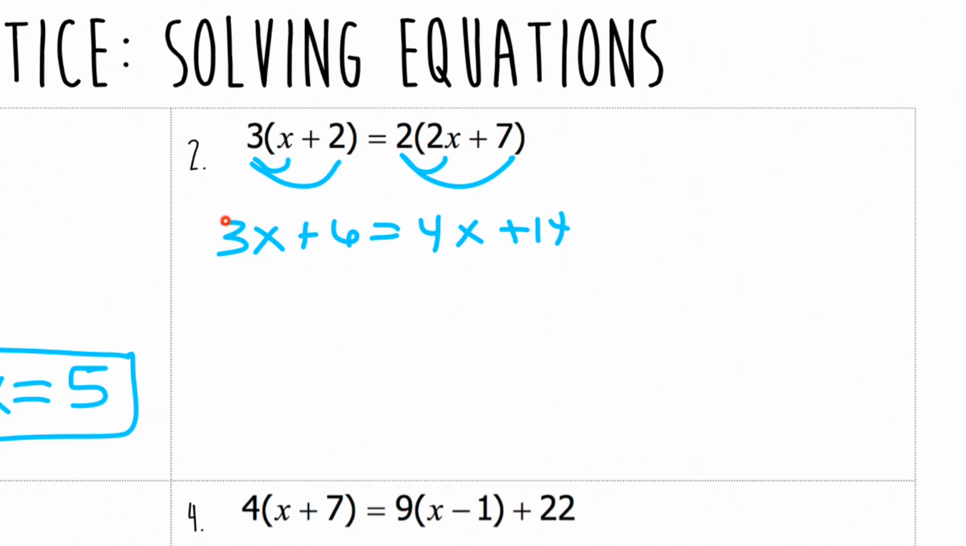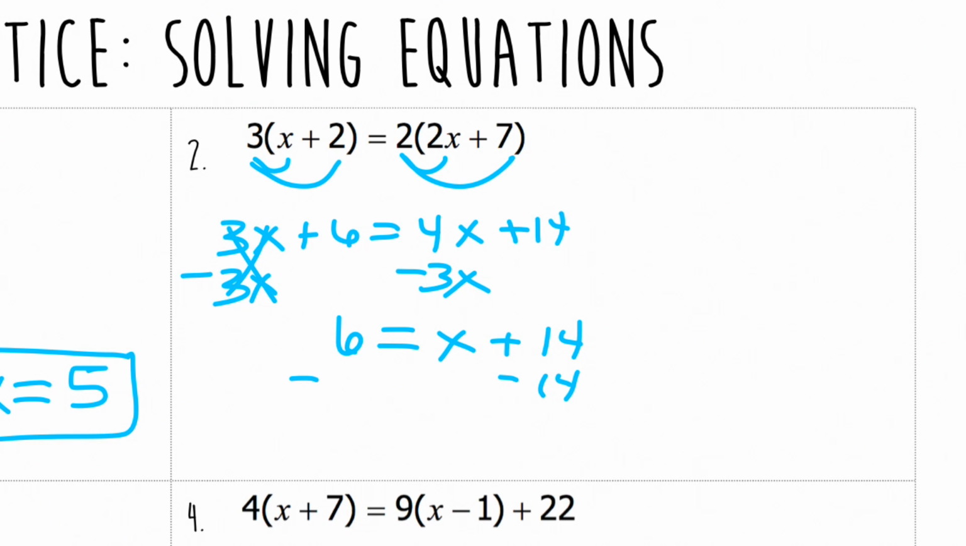3x. If I have a positive 3x, how do I get rid of it? I subtract 3x. 3x minus 3x. We get 6 equals x plus 14. Okay, now look at the side with the x. That's where you want to look. What can I get rid of over here? I have a positive 14. I can get rid of it by subtracting 14. Cancel. We get -8 equals x, which means x equals -8.